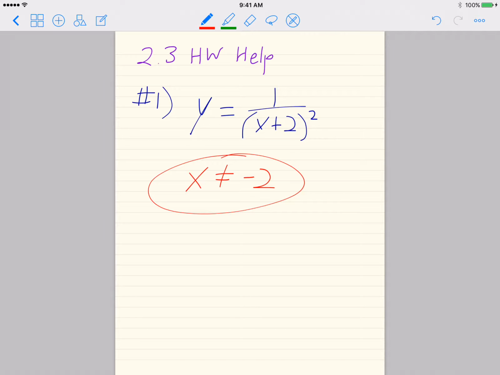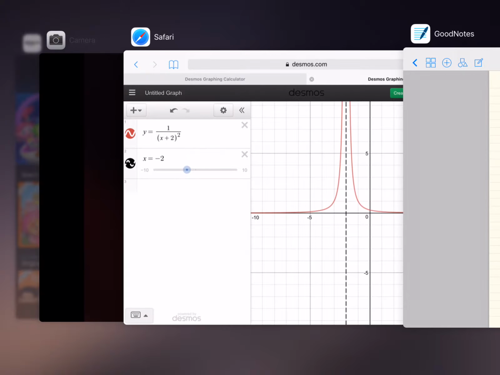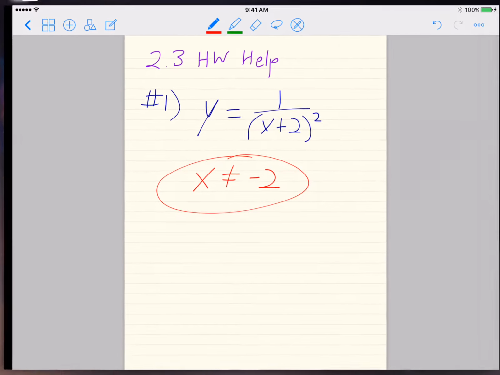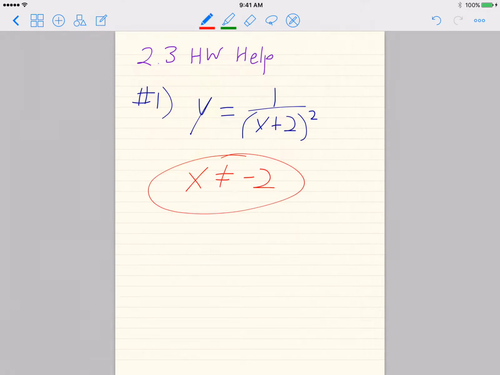And then what does this look like on the graph? Let's take a look at this one. For number 1, you can see that x equals negative 2 is a vertical asymptote. From the left side of negative 2 and the right side of negative 2, you see the infinite discontinuity. So that's the point of discontinuity, and the type of discontinuity is infinite discontinuity.